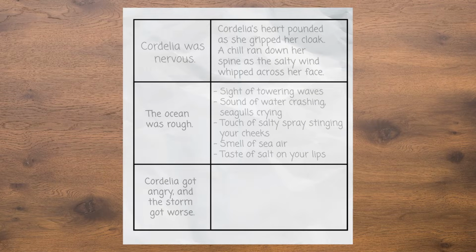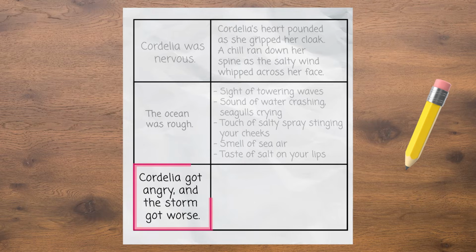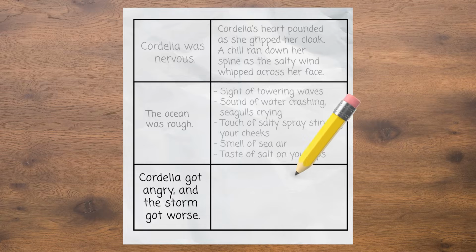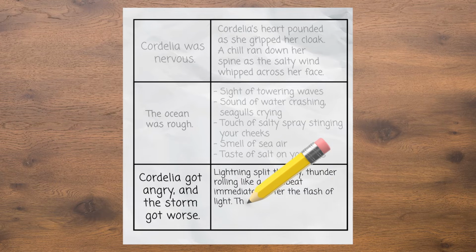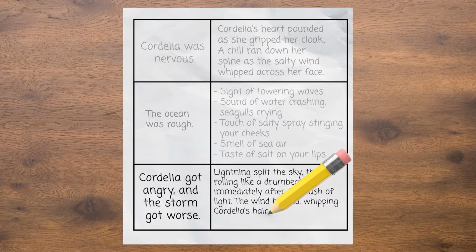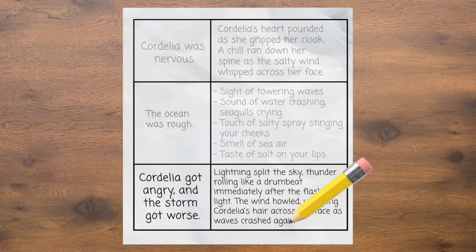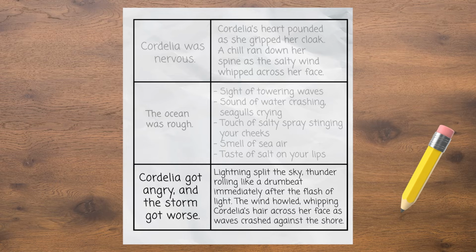And now, the most exciting part: conflict. Let's take a big moment in your story when something goes wrong or gets intense. In mine, the ocean reacts to Cordelia's anger. If I just say, Cordelia got angry and the storm got worse, it doesn't give us much, right? But watch this. Lightning split the sky, thunder rolling like a drumbeat immediately after the flash of light. The wind howled, whipping Cordelia's hair across her face as waves crashed against the shore. Can you feel the energy building there?